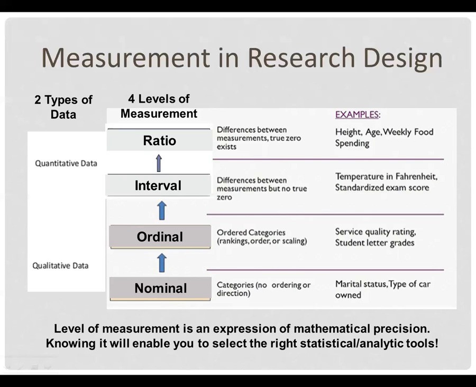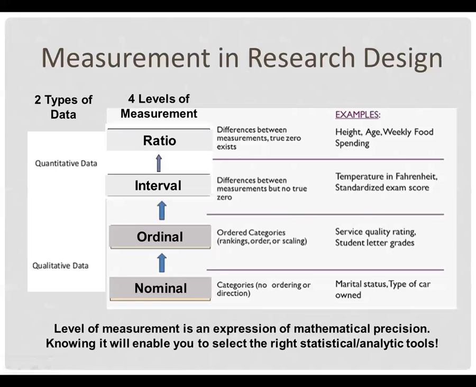Nominal data is category, and it's not ordered or directional. So marital status, the type of car you own, your favorite ice cream. There's no particular order. It's just a categorical function. That's definitely qualitative data.